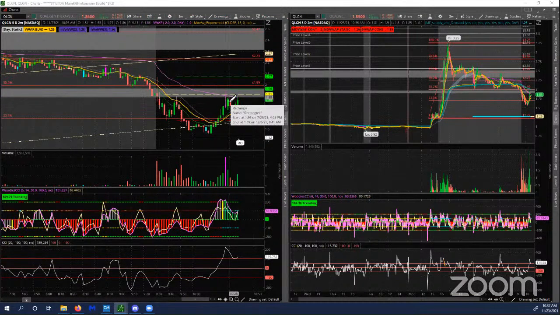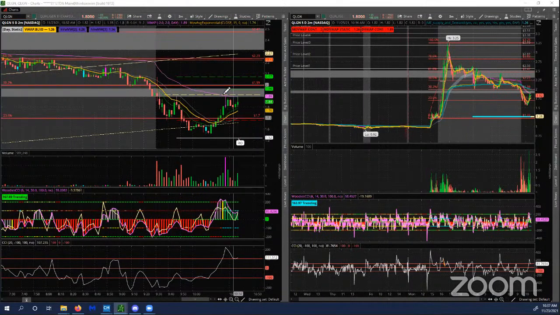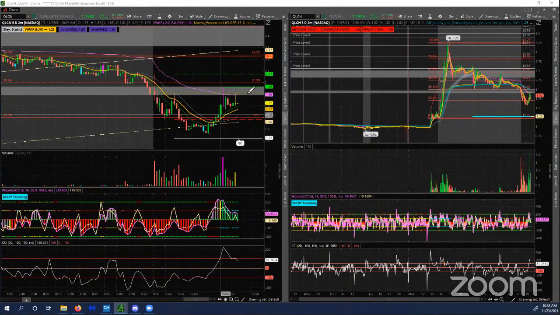Then after that, we'll have to watch for more confirmation that it wants to break back above VWAP. But that was it. Quick 10-cent pop. Easy peasy.